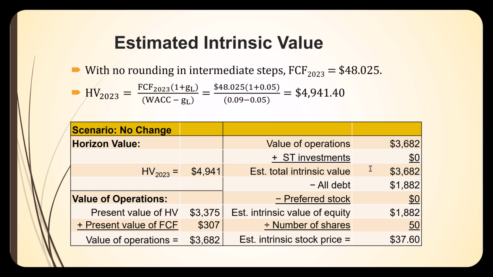There's no short-term investments. That gives us an intrinsic value of $36.82. Subtract out the debt, subtract out preferred stock. There isn't any. That gives us an intrinsic value of equity of $18.82, which says that our estimated value of the stock price is $37.60. It's currently selling at $41.